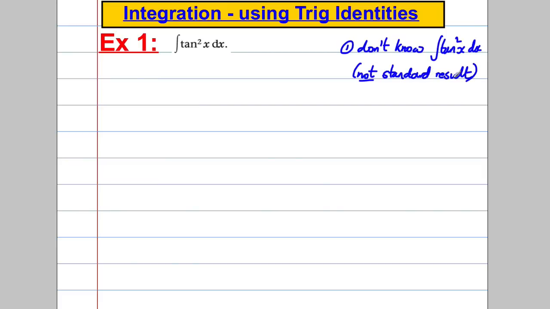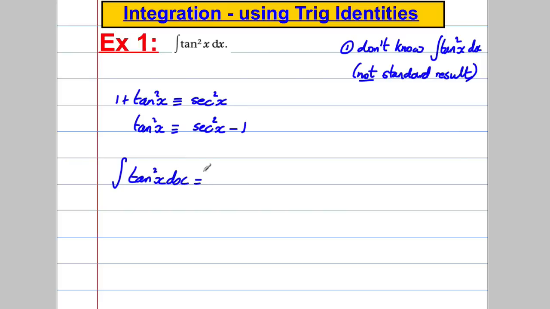Now, at this stage, we don't know any other integration techniques, but I do know an identity with tan squared in it. I know that 1 plus tan squared of x is identical to sec squared of x. So tan squared of x, I could rewrite that as sec squared of x subtract 1. Now why is that helpful? Well, I'm asked to integrate tan squared of x with respect to x, and I could replace the tan squared with sec squared take away 1.